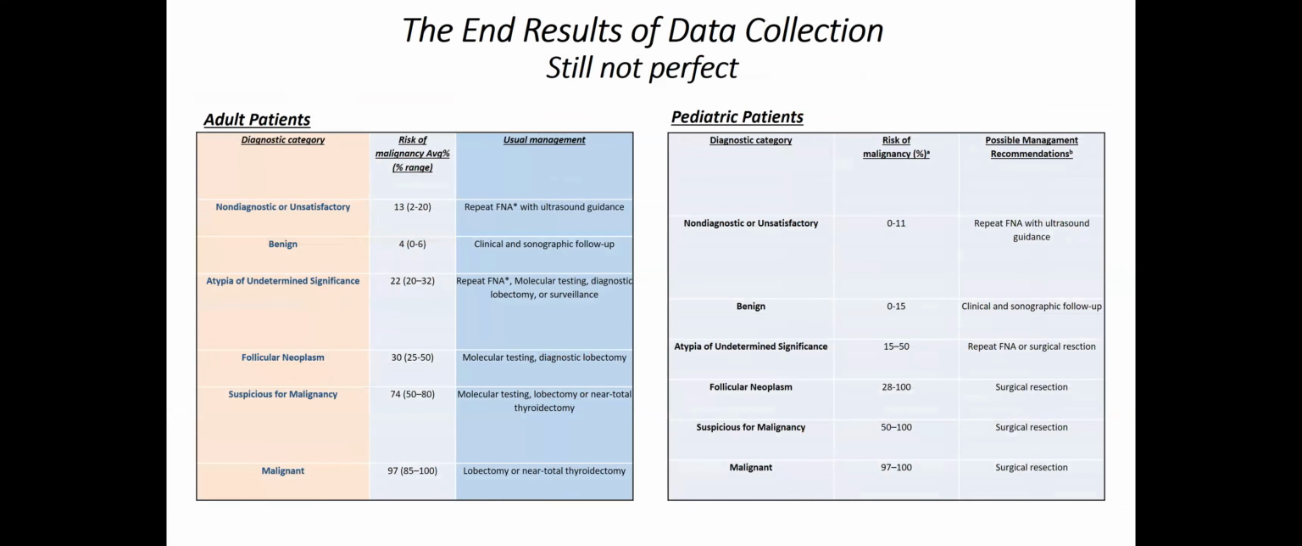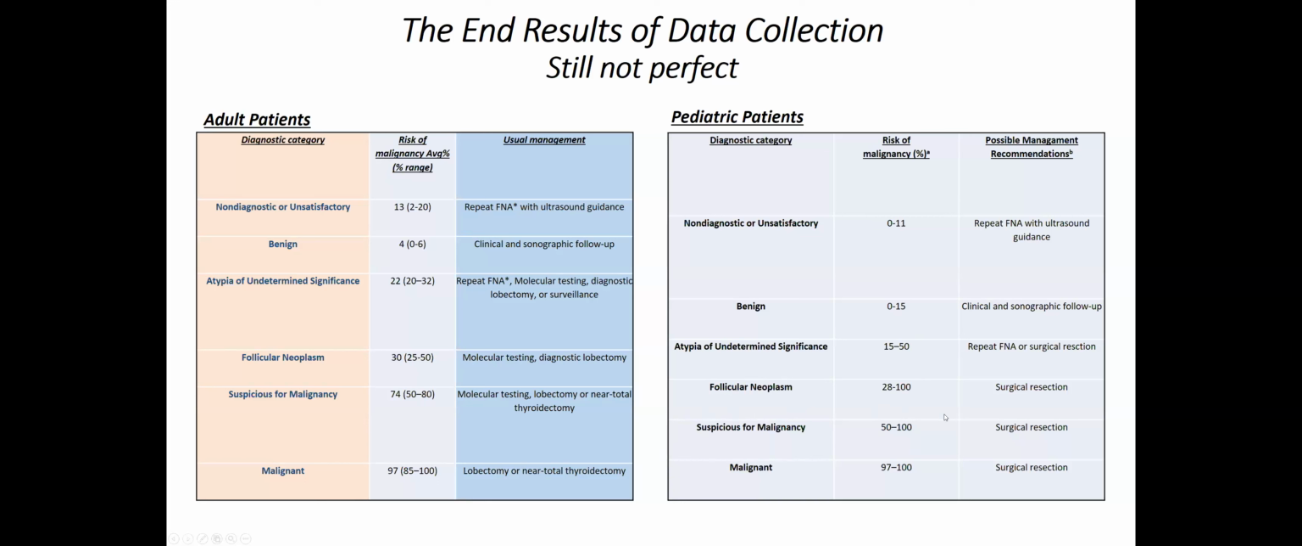So this is the Bethesda 3rd edition classification scheme, where we're going to have a table for adult patients, and we're going to have a separate table for pediatric patients, because I want to point out to you that when you call a thyroid nodule a follicular neoplasm, suspicious for malignancy or malignant in the pediatric age group, the malignancy range can go really low or high, and you can see suspicious for malignancy.